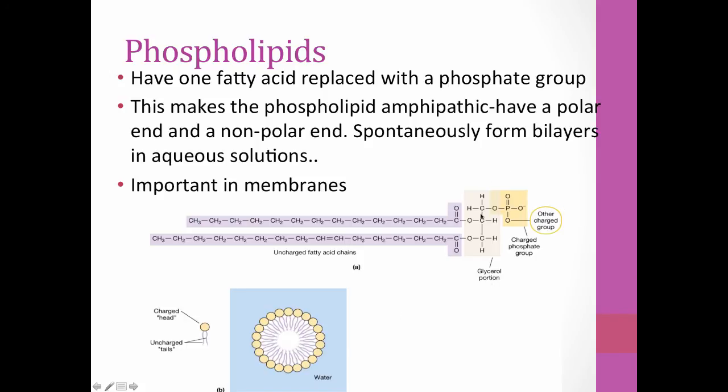This means that the head of the fatty acid has this charged choline group, and the phosphate group itself is charged. So it has a polar end here, and yet these big, long fatty acid chains are uncharged and nonpolar. So that gives the molecule a really unique property where it has polar regions and non-polar regions. And when you dissolve those in water, they line themselves up so the polar heads are facing out and can interact with the water, and the non-polar tails are facing in.